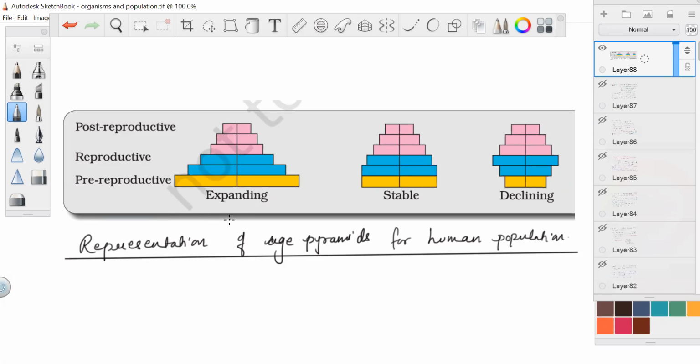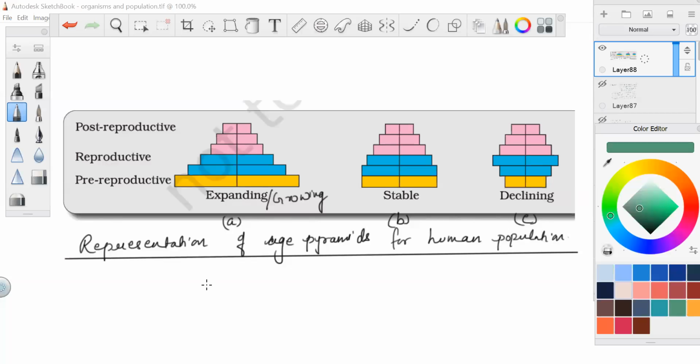So the first, this is A, this is B, and this is C. A is expanding, you can also say growing, so don't confuse. And C is declining. So we will study each and every pyramid. Suppose A is also called a triangular age pyramid.